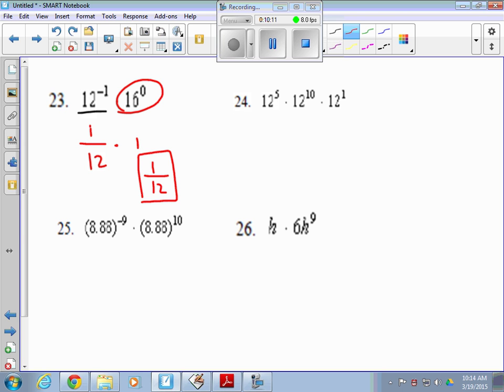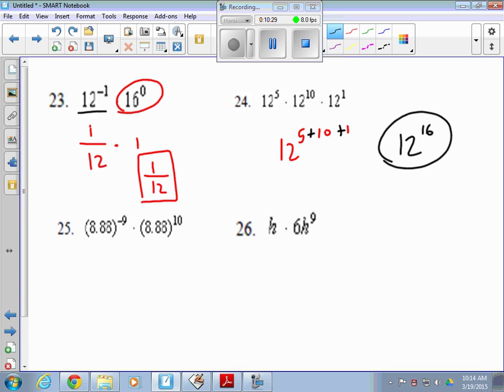All of these bases are the same, 12, 12, and 12. So take the exponents, 5, 10, and 1, and add them all up. 5 plus 10 plus 1, 15, 16, 12 to the 16th. We're going to leave this one like this.